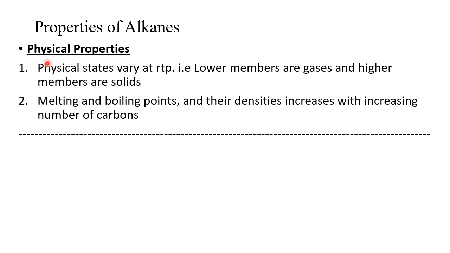So here, remember we said physical properties, they vary in physical states. So their physical states vary at room temperature, as lower members are gases and higher members are solids. Remember, as you are increasing the number of carbons, even their physical states also change. Then number 2, the melting and boiling points and their densities increase with increasing number of carbons as well. Right? So in that case, then we continue.